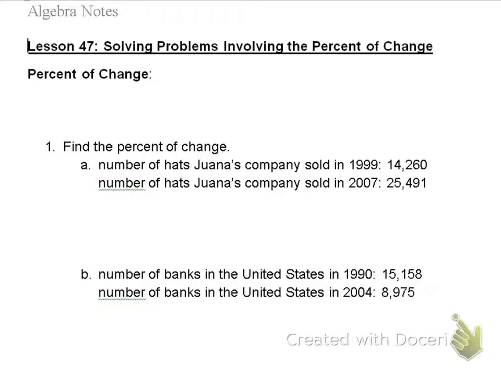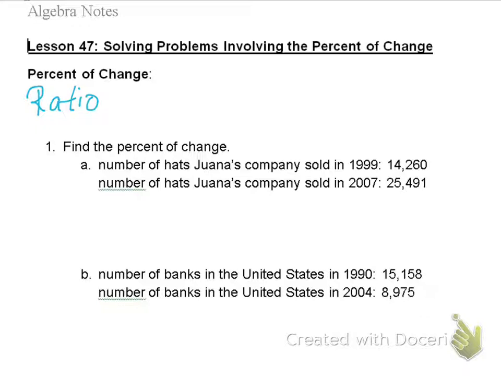Welcome to Lesson 47, Solving Problems Involving the Percent of Change. First thing we're going to do is write in the definition of percent of change. And it is a ratio, so you can go ahead and write ratio. Ratio is when we compare two amounts in fractional form.